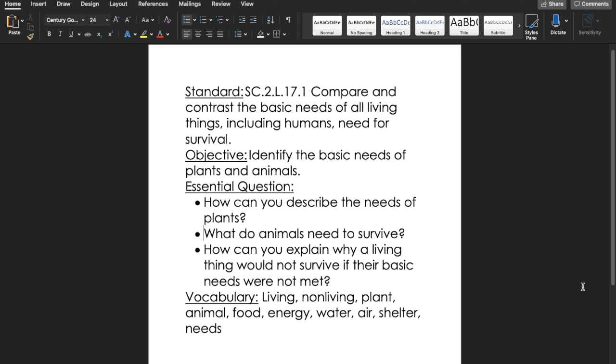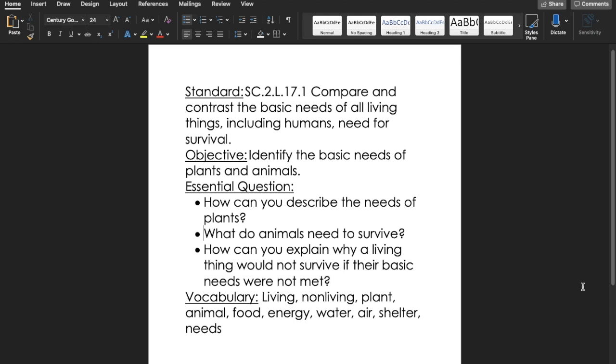As a review, our standards focus this week is to compare and contrast the basic needs of all living things. Our objective, we are going to identify the basic needs of plants and animals. We've started that a little bit already. Our essential question, how can you describe the needs of plants? We talked about that last week as well. What do animals need to survive? And how can you explain why a living thing would not survive if their basic needs were not met?